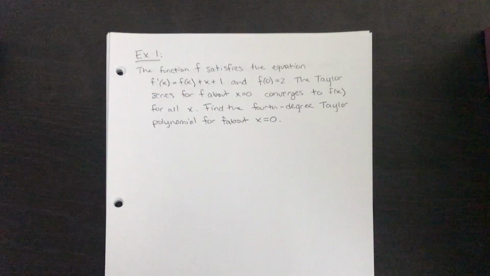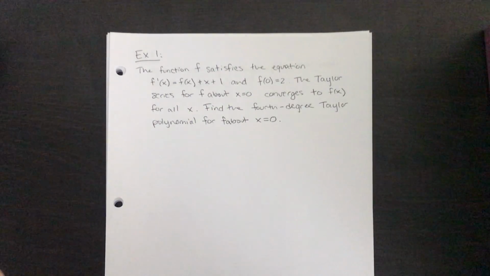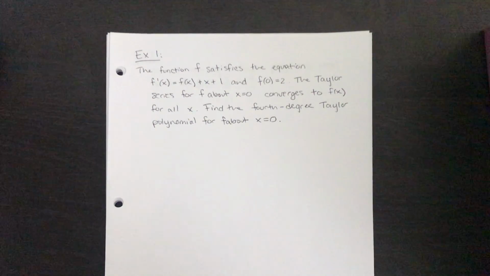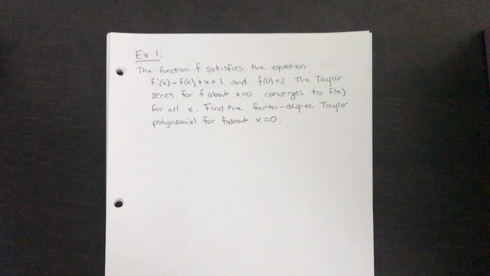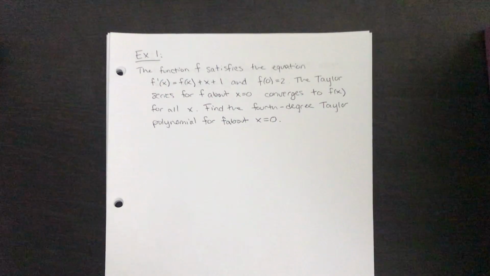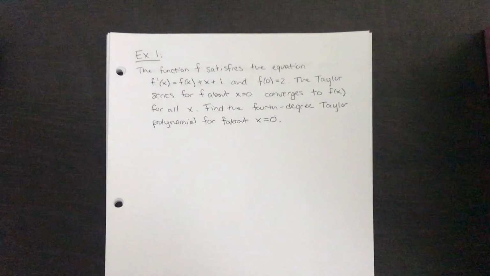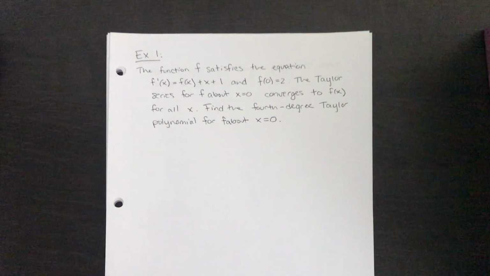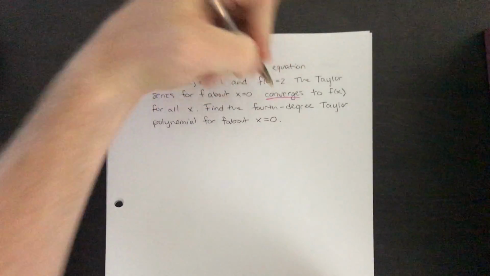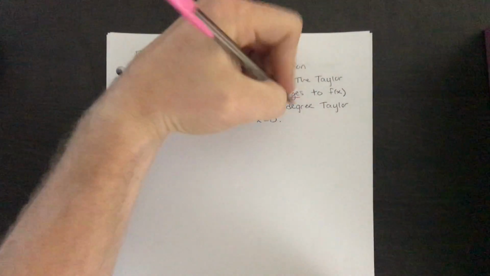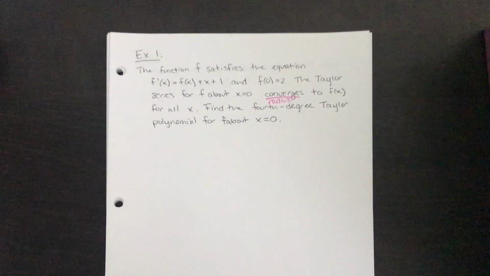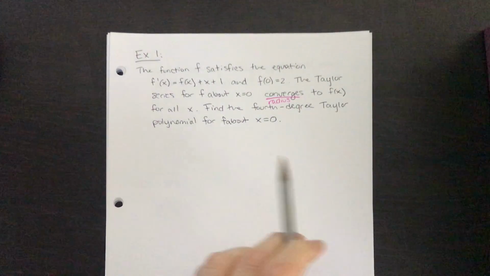So my first example says the function f satisfies the equation f prime of x equals f of x plus 1 and f of 0 equals 2. The Taylor series for f about x equals 0 converges to f of x for all x. Find the 4th degree Taylor polynomial for f about x equals 0. So a couple things to note here. This converges. That's what I'm talking about when I say they might reference the radius or interval of convergence. So that is a reference to it, but it's not actually significant to what we're actually doing here. We are just looking for the fourth degree Taylor.